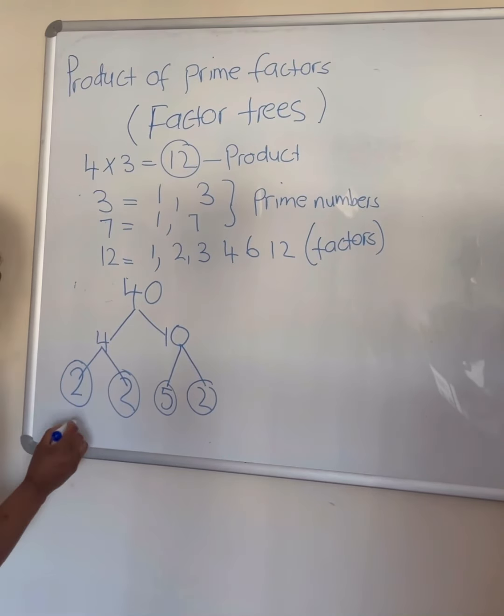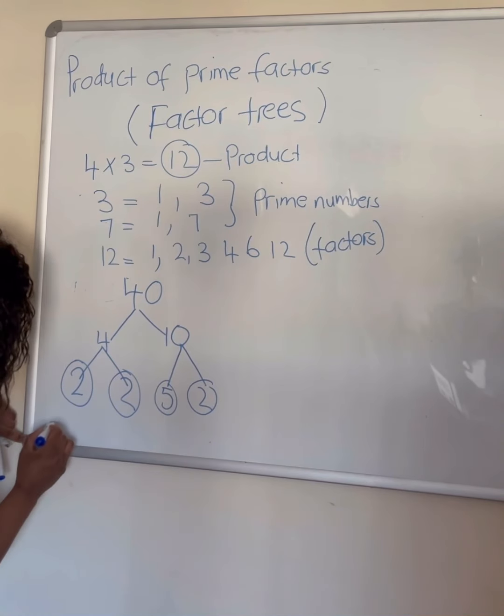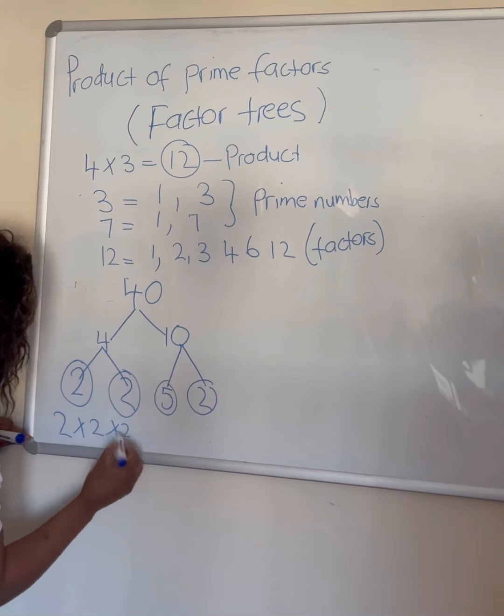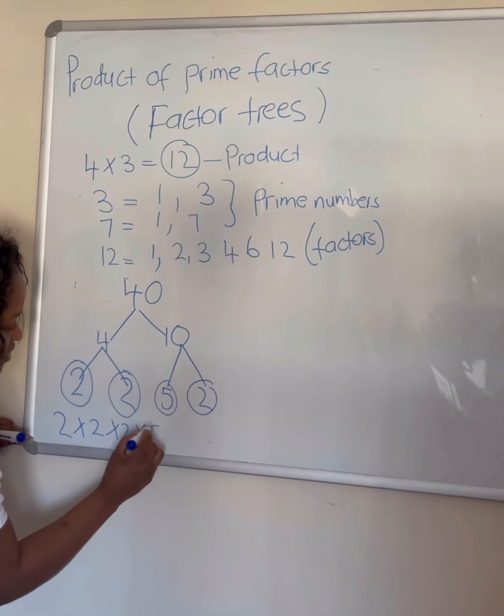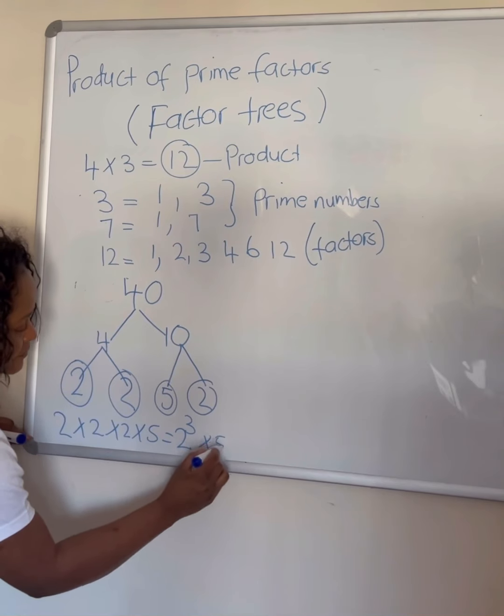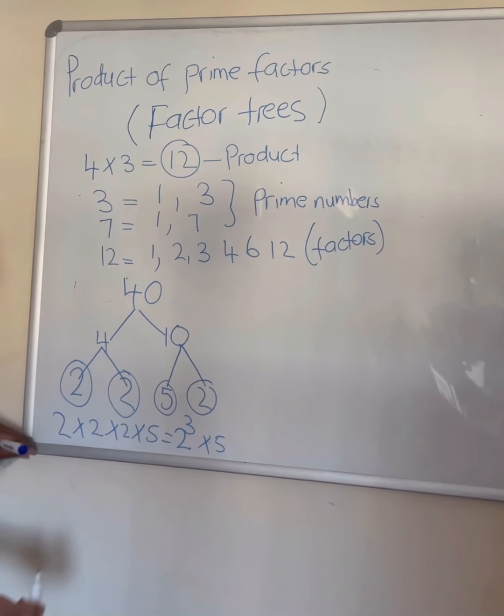Then I can simplify this. So this means 2 times 2 times 2 times 5, which is the same as 2 to the power 3 times 5. You always start with a smaller number when you write these.